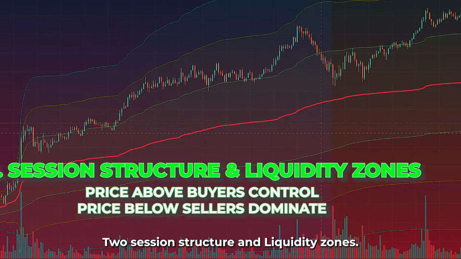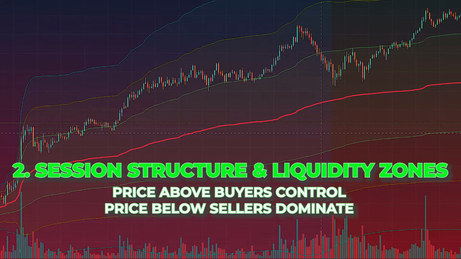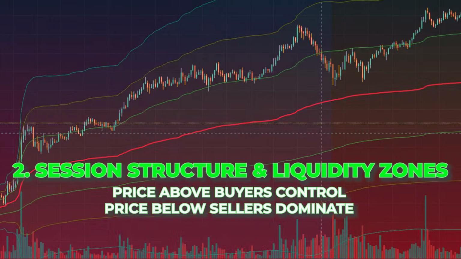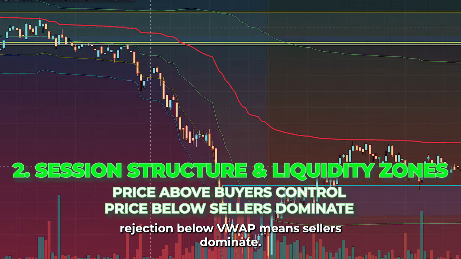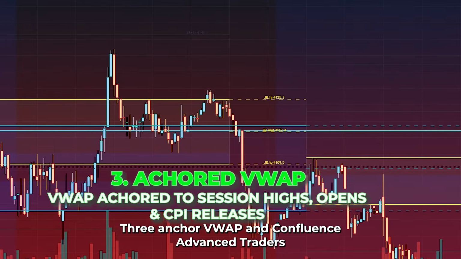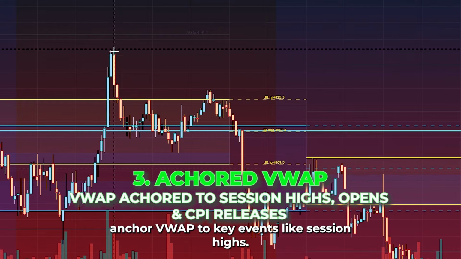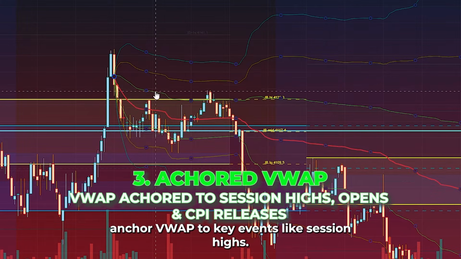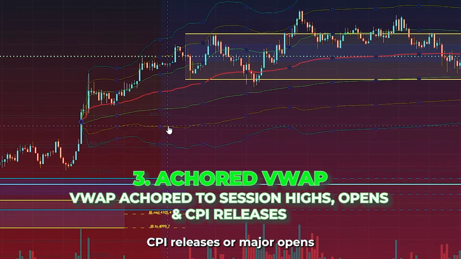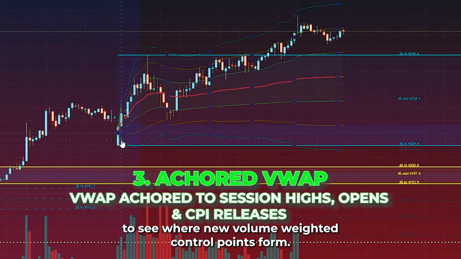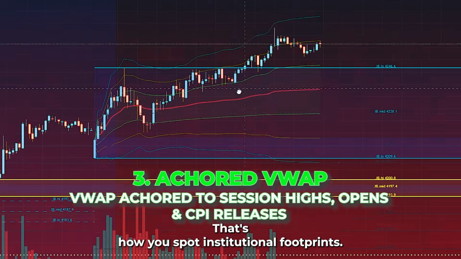2. Session structure and liquidity zones. VWAP defines the day's fair value. Price acceptance above VWAP means buyers own control. Rejection below VWAP means sellers dominate. 3. Anchored VWAP and Confluence. Advanced traders anchor VWAP to key events, like session highs, CPI releases, or major opens, to see where new volume-weighted control points form. That's how you spot institutional footprints.